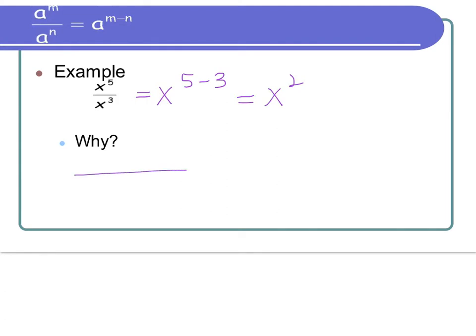Well, x to the fifth is x times x times x times x times x. X to the third is x times x times x. Then, anything divided by itself cancels out. Divided by itself cancels out. Divided by itself cancels out. What we have left is x times itself 2 times, or x squared. The quotient rule is just a shortcut for all of this simplification.